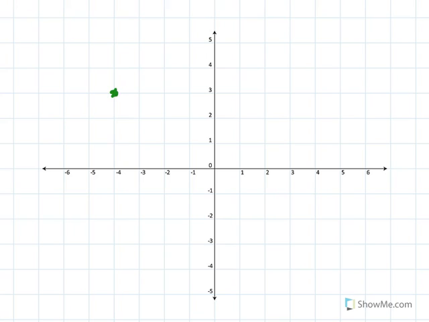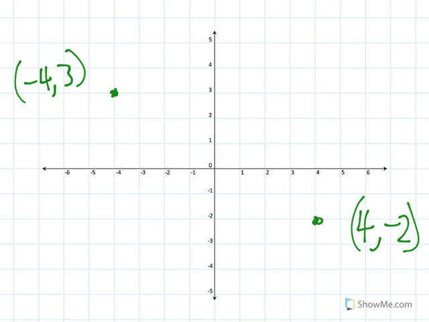So I'm going to do this ordered pair, which is -4, 3, and this ordered pair, 4, -2. I want to know what the distance is from here to here. Now, what a lot of kids would try to do is count. Okay, here's 1, 2, 3, 4, 5, 6, 7, 8.